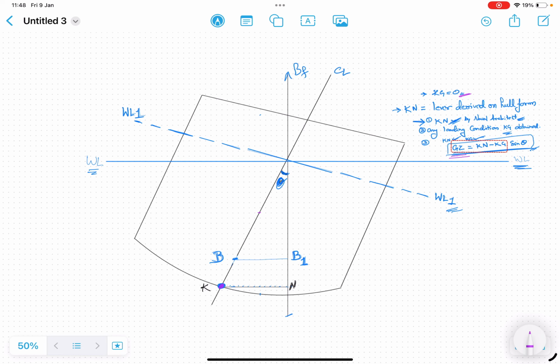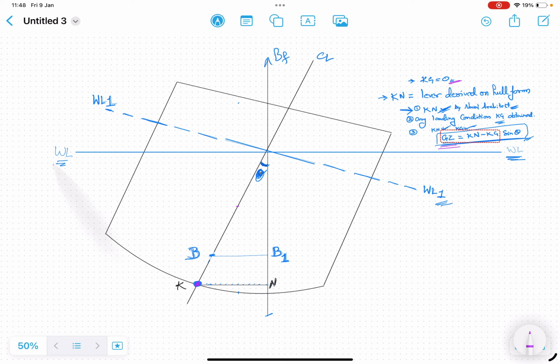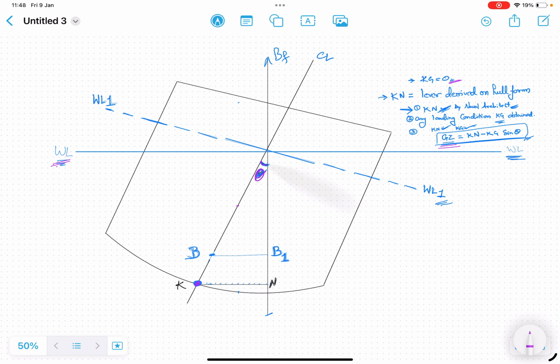Now let's consider this diagram in which the vessel was originally floating at stable waterline. This was the initial. The vessel was heeled to an angle theta, and now the waterline shifted to W1L1. When the vessel was floating at normal equilibrium, it also had a center of buoyancy initially. For sure, if it is floating in the water, it needs to have a center of buoyancy. When the vessel got heeled to an angle theta, this center of buoyancy shifted to B1.